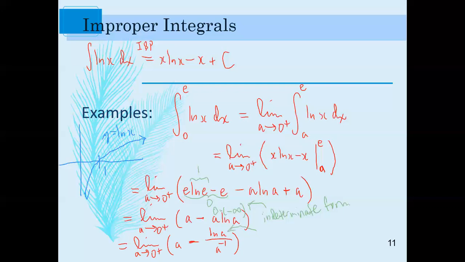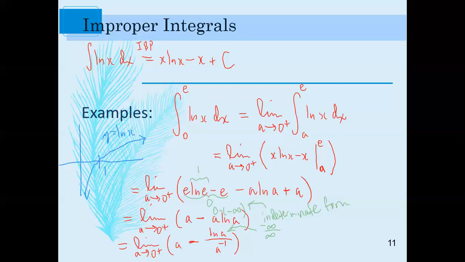As a goes to 0, the top's going to minus infinity. And what's the bottom going to? Think about it. 1 over a tiny positive number is what? Right, so it's negative infinity over infinity. Okay. So again, you have logarithm of a over a to the minus 1. So what are you going to do with that? What do you apply? Yeah, L'Hopital's rule. Okay, so let's do that.